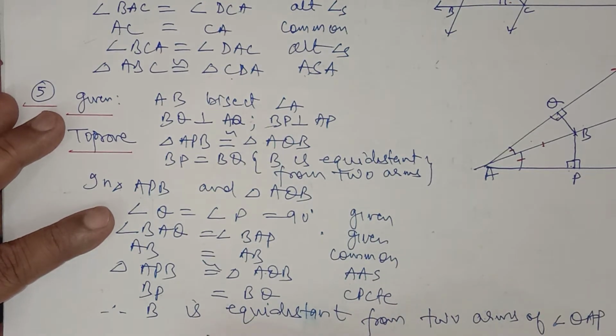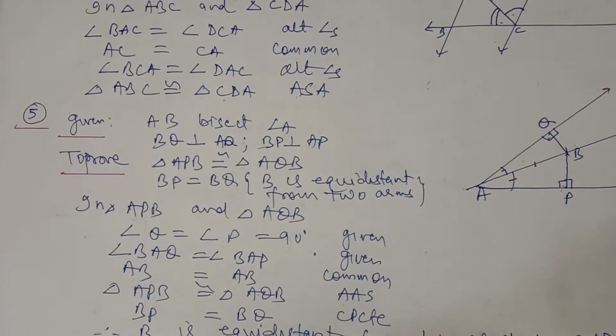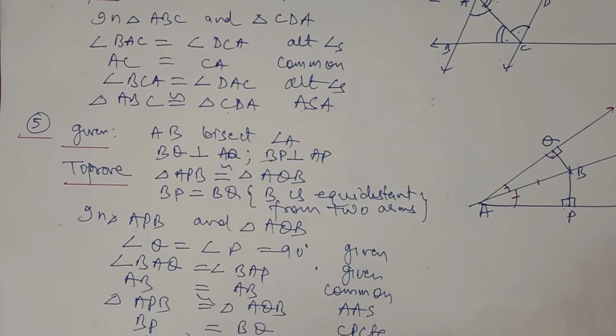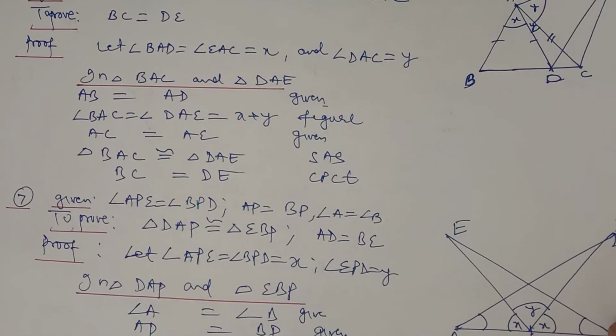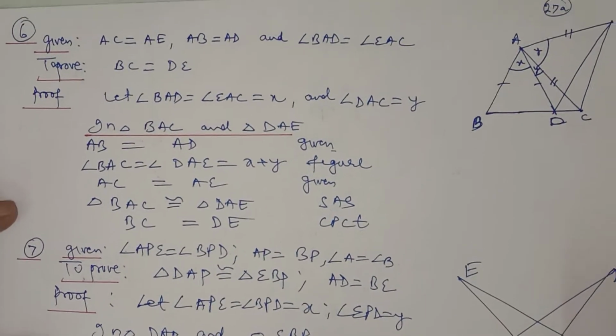So therefore we can say that B is equidistant from the two arms of this angle QAP. Equidistance means equal distance, and from the two arms of this angle they are equal, and the distance you have to prove is always the perpendicular distance.